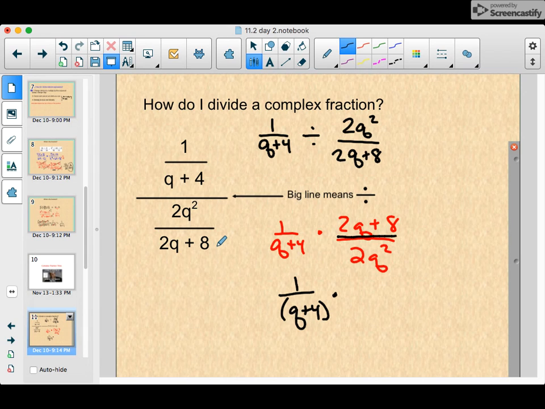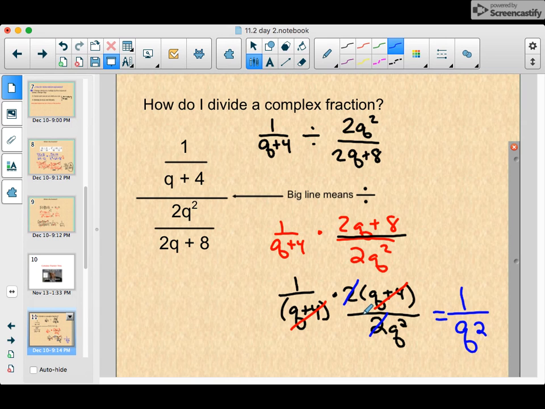I can take out a 2 here. And I'm left with q plus 4. And then on the bottom, 2q to the second is just 2q to the second. The q plus 4s will cancel. Maybe you see this right now, maybe you don't, but this 2 over 2 right here, those aren't connected with adding or subtracting, so you can cancel those out. And then you're just left with 1 over q to the second. Again, the new part, though, is just that the big line just means divide.